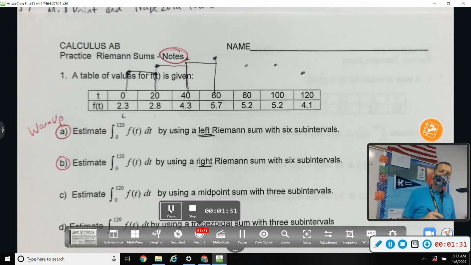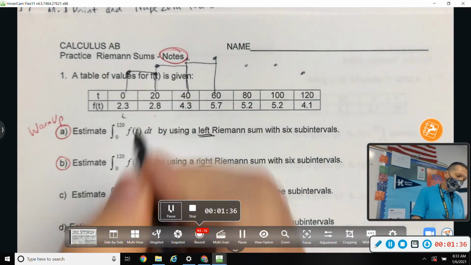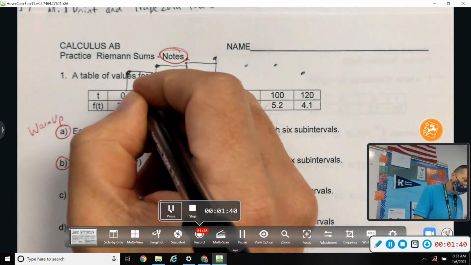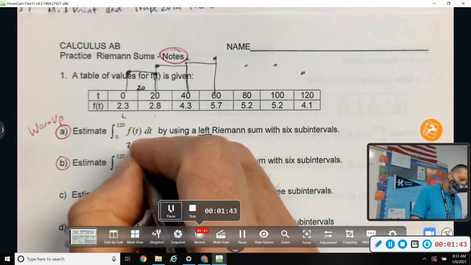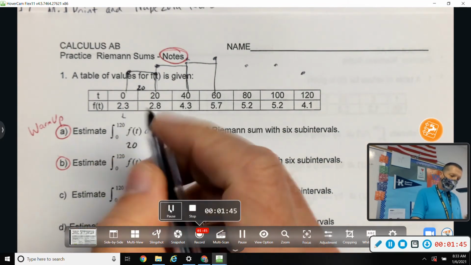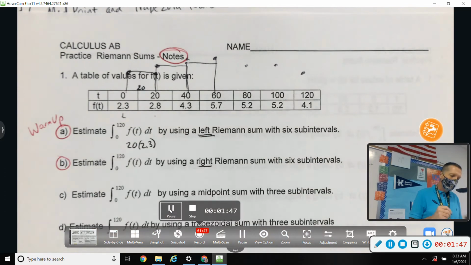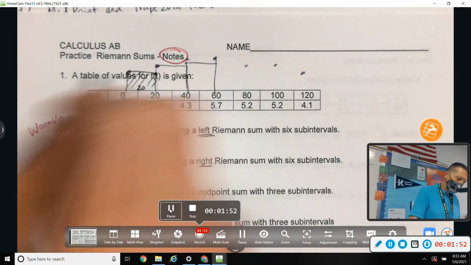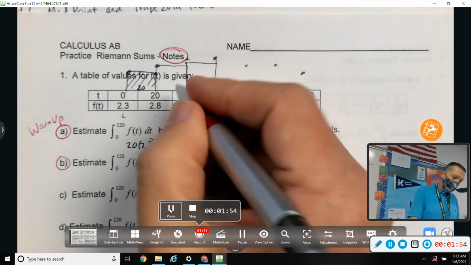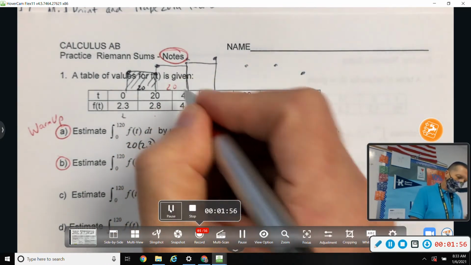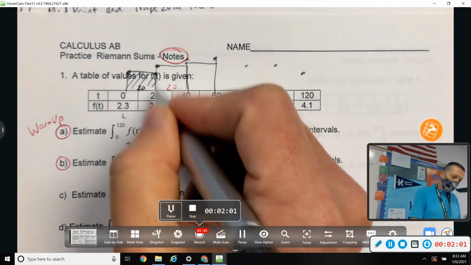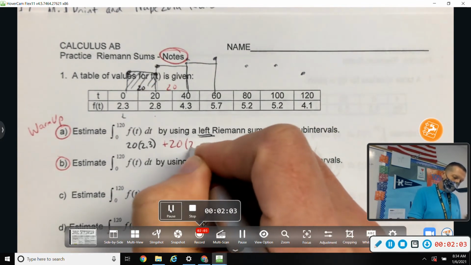All right, so let's go over these. A left Riemann sum means I want to use the left-hand side of the interval. So this first interval is 20 wide, and if I want to use the left-hand height, it'll be 20 times 2.3. That's the first interval, or the first rectangle. The second rectangle is also 20 wide, from 20 to 40, and I'll use the left-hand side, so 2.8 high.